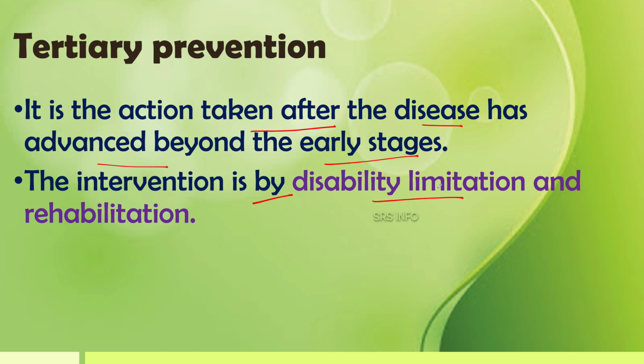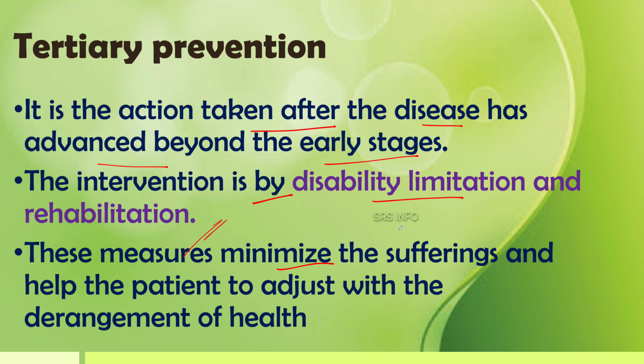Okay, the patient is in a coma or in paralytic conditions, but we can support the patient mentally or physically as long as he lives. And rehabilitation. The most important thing is, in the tertiary cases, we need rehabilitation support, like for reducing the pain and giving mental and physical support for the patients. We need rehabilitative care. And these measures minimize the sufferings and help the patient to adjust with the derangement of health.